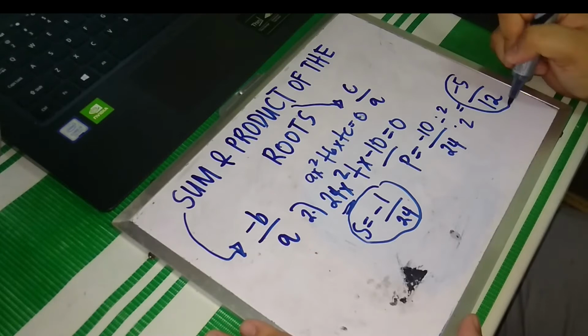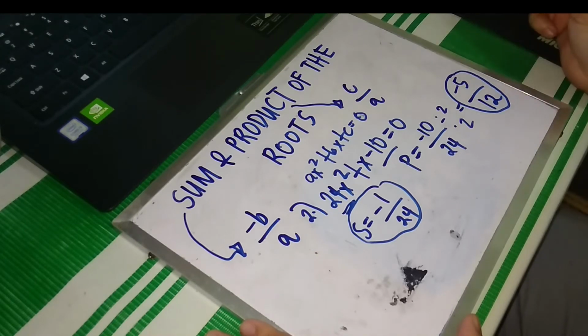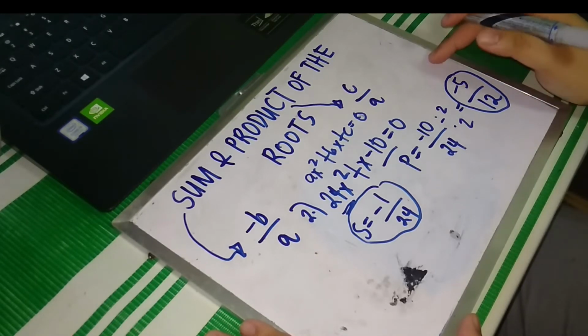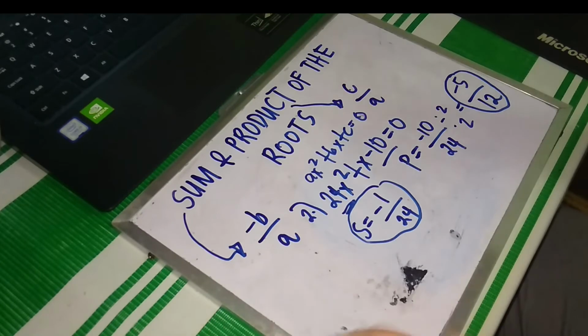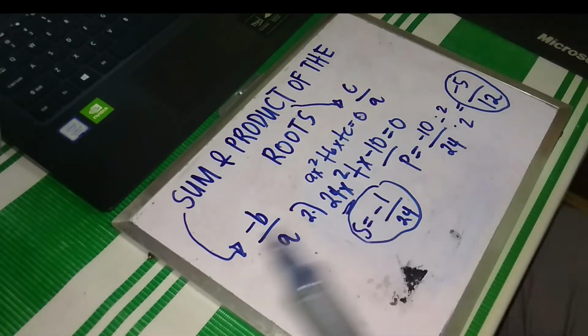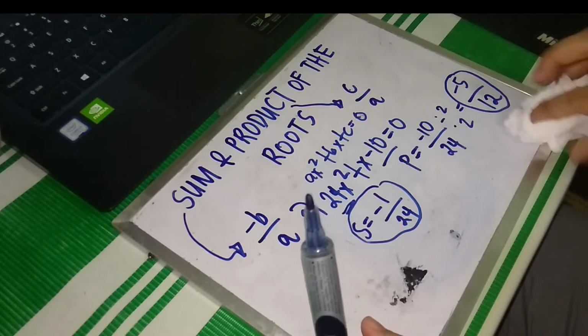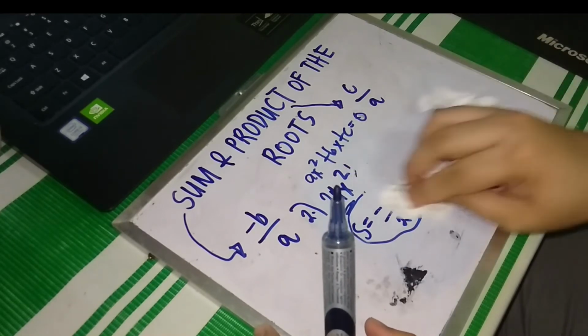So, ito na yung simplified product of the roots natin. So, we have the sum, negative 1 over 24, and then the product is negative 5 over 12. Okay? So, last example. Last example natin.